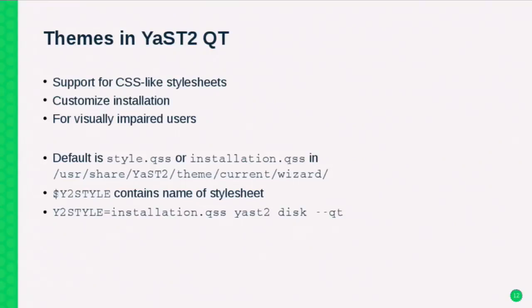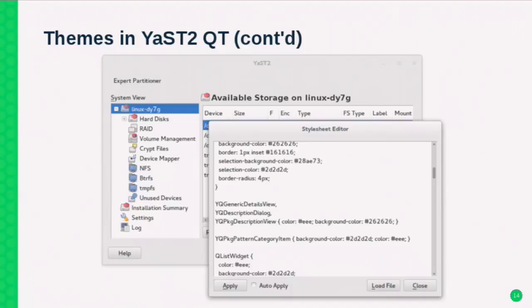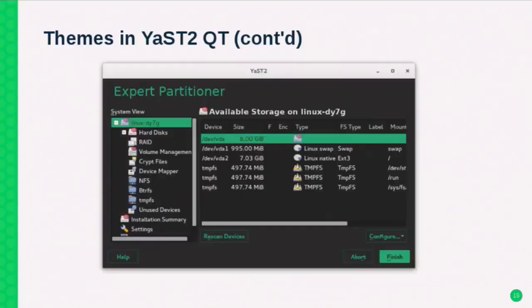So how does that look like? This is how YaST looks like in the running system. And with this key combination Control, Alt, Shift, plus S, you will get a style sheet editor where you have all the options to change font size, font color, border size, border style. So you can change the look and feel. And if you press apply, it might look like that. So you have a lot of control over the look and feel.